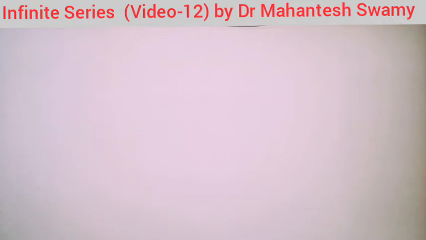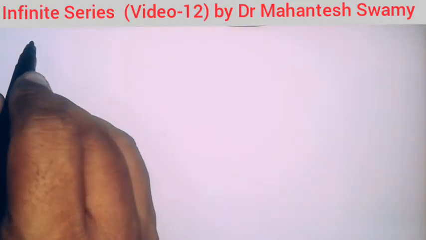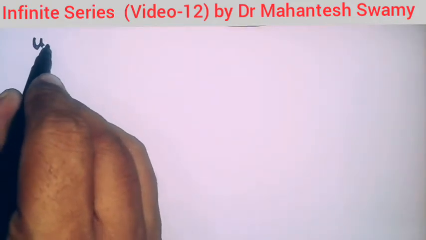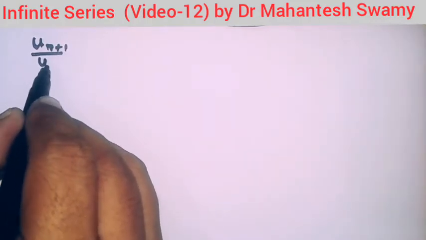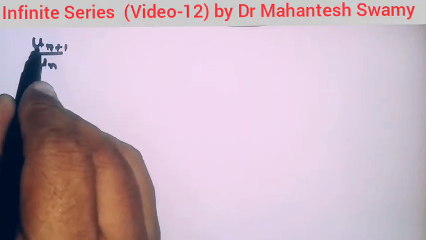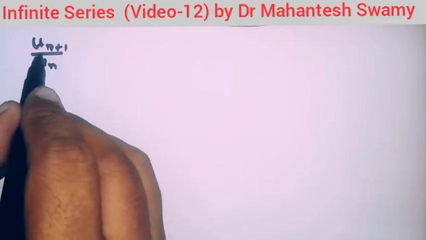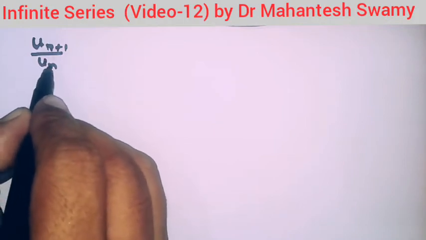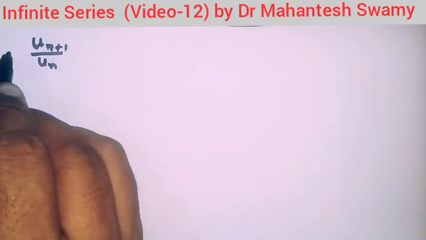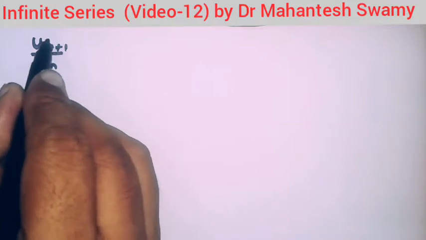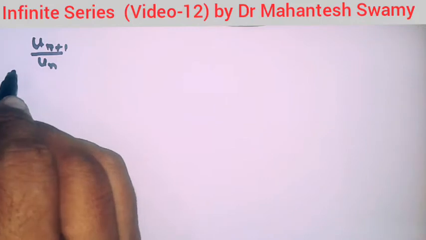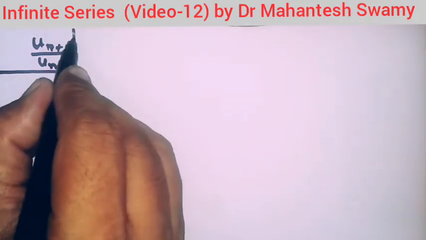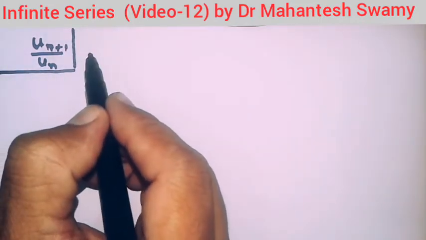As we have seen in the ratio test, we were considering the ratio of the terms un plus 1 and un. So the name was ratio test, because we were considering the ratio of the n plus 1th term and nth term, and then taking the limit of this as n tending towards infinity. And now we shall have an important test, which is the root test.